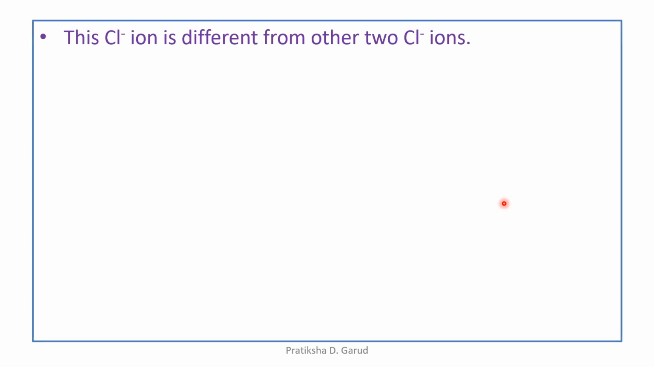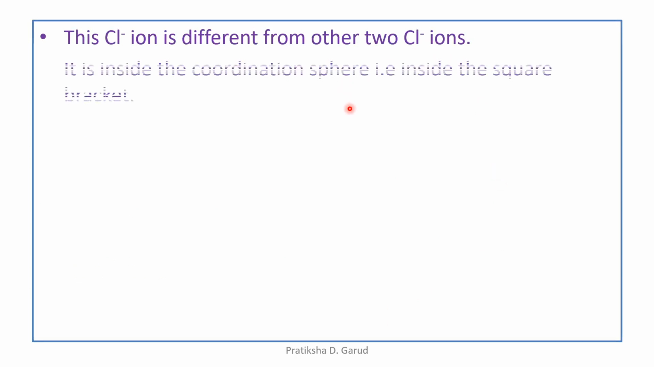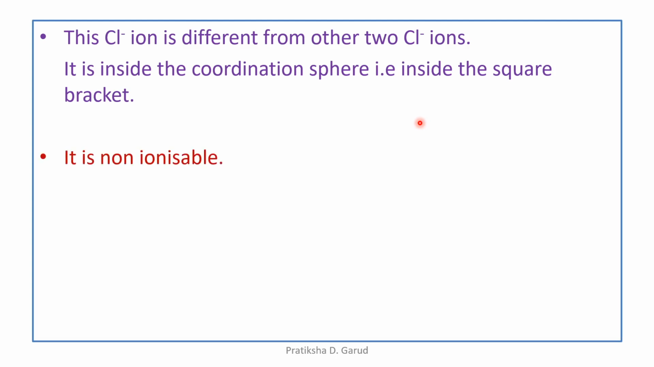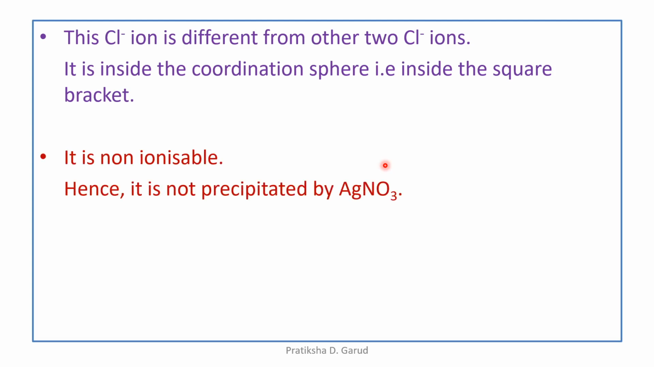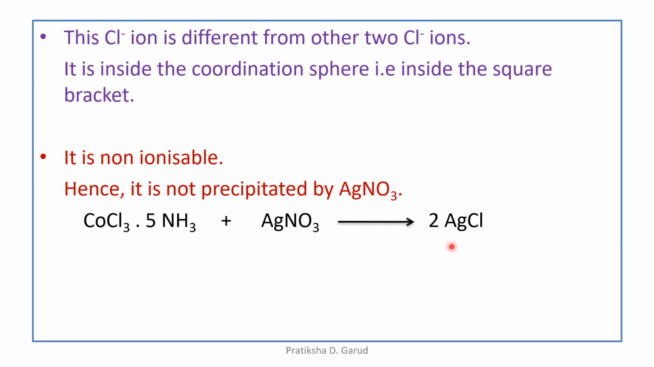Whereas we can say that this Cl minus is different from the other 2 Cl minus ions. Why? Because it is present inside the coordination sphere or inside the square bracket. So as it is present inside the square bracket, it is non-ionizable. Hence it is not precipitated by the silver nitrate. So in the complex CoCl3 5NH3, when we add the silver nitrate, we get the precipitate of only 2 silver chloride or 2 AgCl.